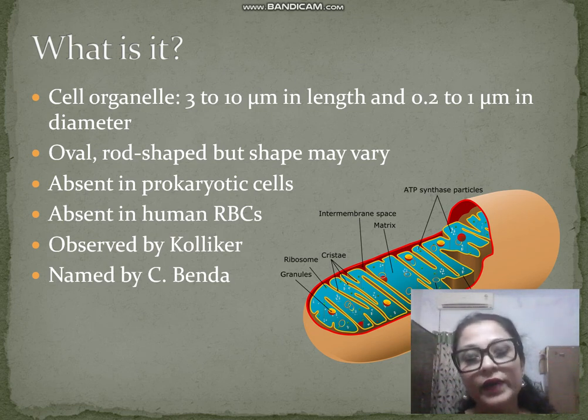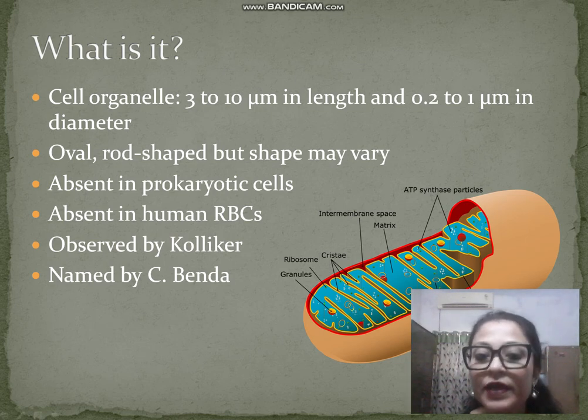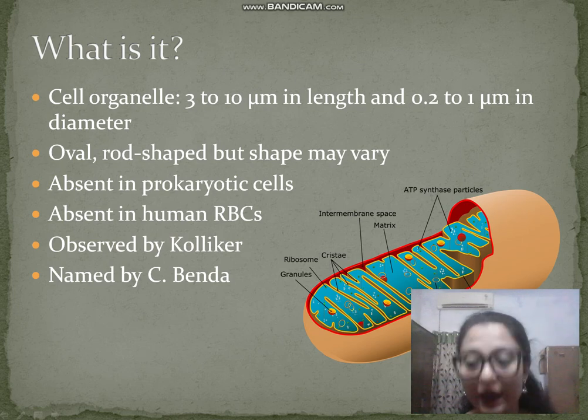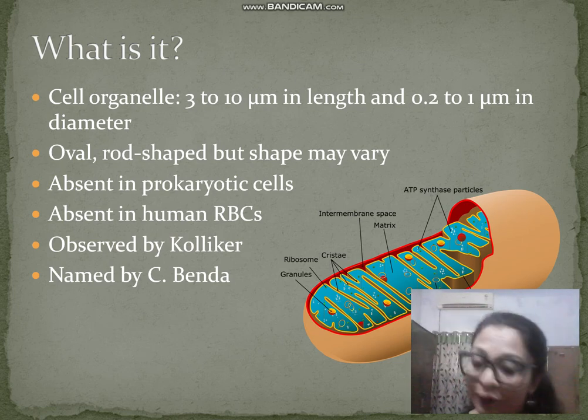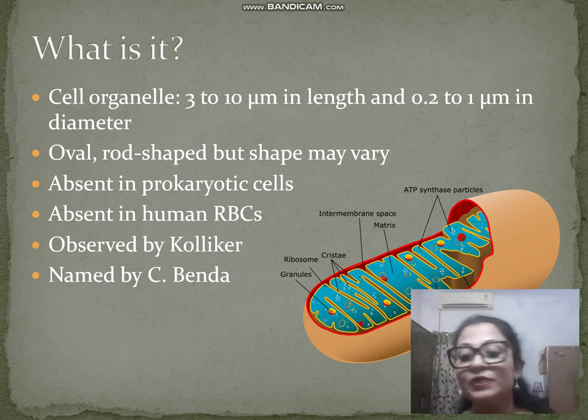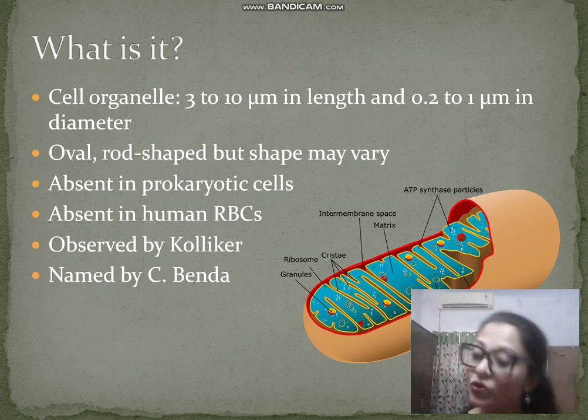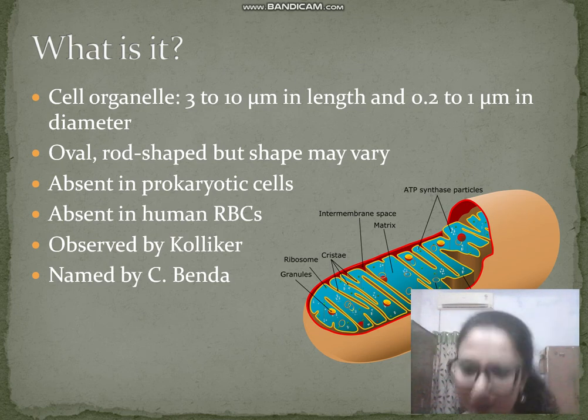Now, to give you an idea of how tiny it is, it is 3 to 10 micrometer in length. The size varies. So this is the variation in length, and 0.2 to 1 micrometer in diameter. So, you can imagine it is measured in micrometer. It's microscopic. Okay, so it is very, very small, but you cannot really underestimate it. And not only can you not underestimate it, it performs some of the most important functions inside the cell. We'll get to see that later.